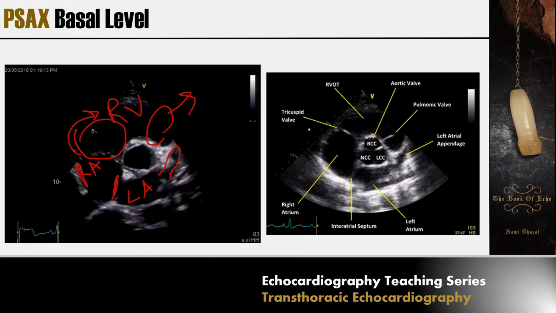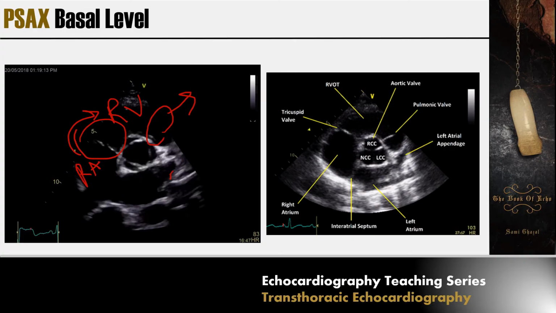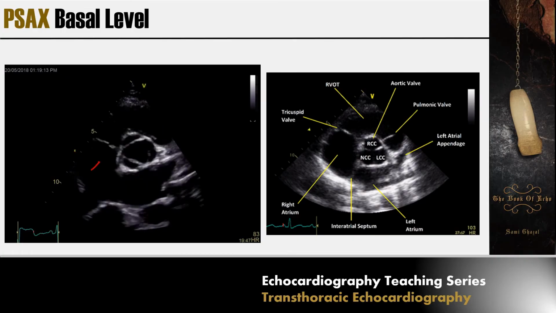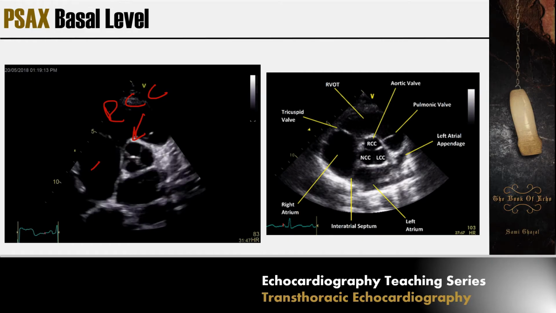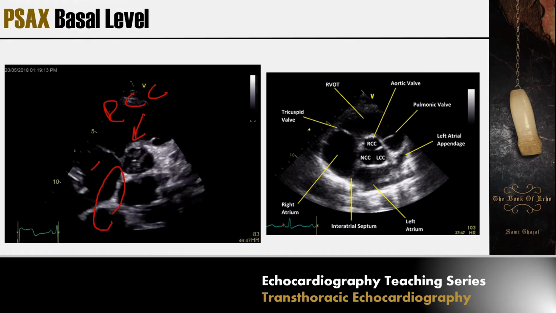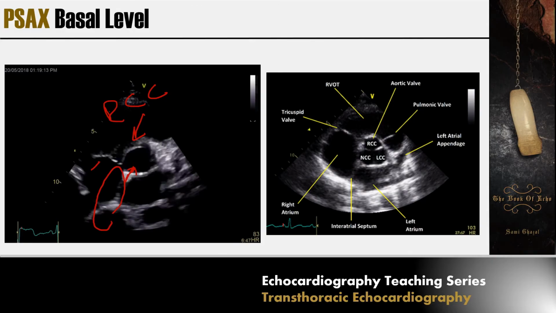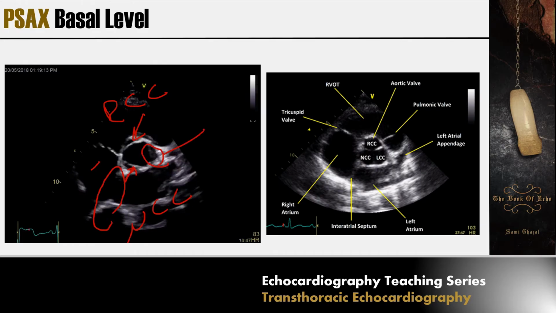You have the leaflet closer to the RV, which is the right coronary cusp. So this is the right coronary cusp here. And then you have to look at the interatrial septum. The leaflet closer to, or opposite to, the interatrial septum, this one, is the non-coronary cusp. And the third leaflet will be the left coronary cusp.